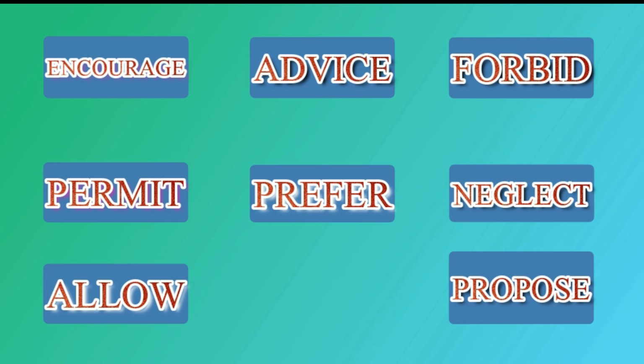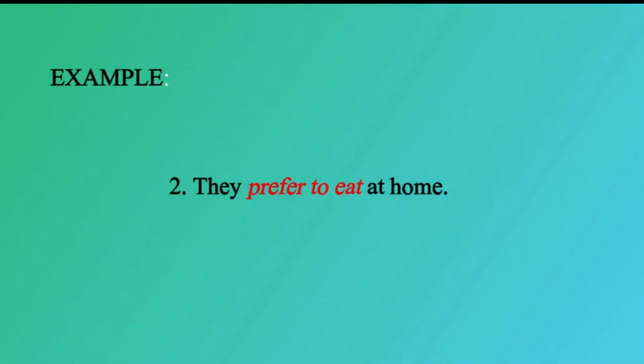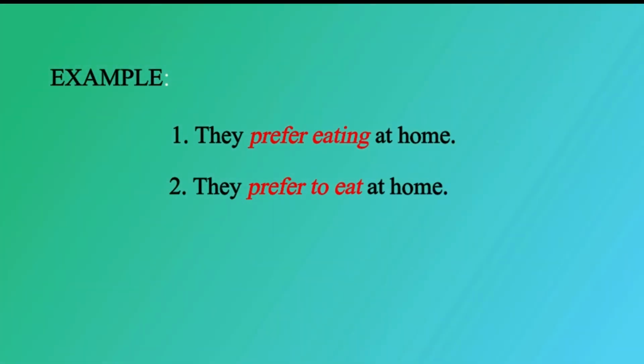Dear students, there is no rule which governs the use of either the infinitive or the gerund after the first verb. So you should study the verbs which clearly take either the infinitive or the gerund. Now it's your time to practice. Please make 3 pairs of sentences using the gerund and infinitive with the verbs listed on the screen. You can use this example: They prefer eating at home, or they prefer to eat at home. Both sentences are the same. Whether we use the gerund eating or the infinitive to eat, the meaning is quite similar.